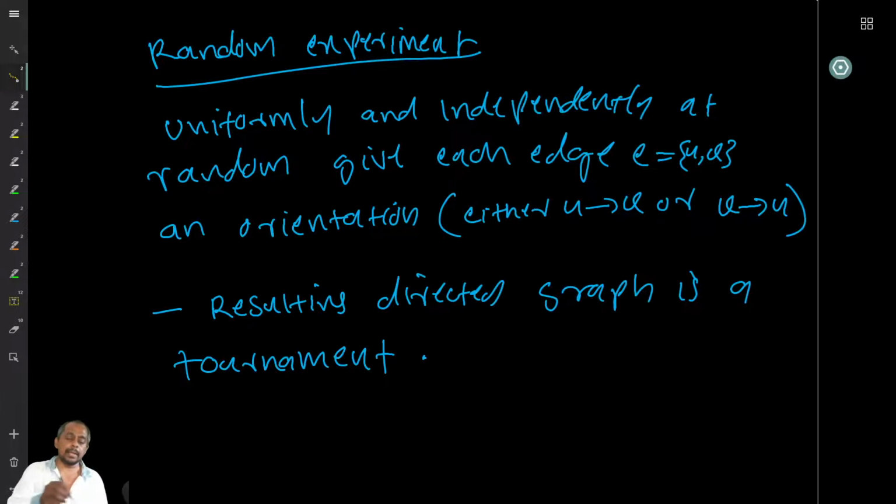Uniformly and independently at random, give each edge an orientation, either from u to v or from v to u, and this results in a directed graph where all the edges have orientation. Because it is a complete graph, we get a tournament by the random experiment. So this can be called a random tournament. Now let me look at the properties of the random tournament.